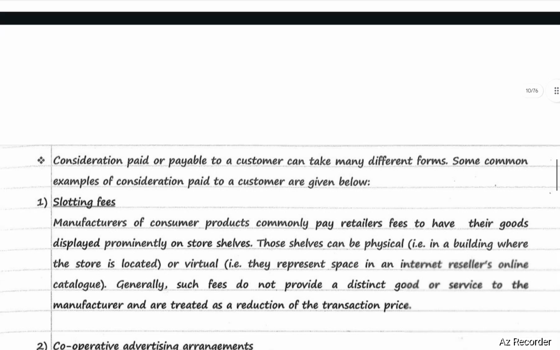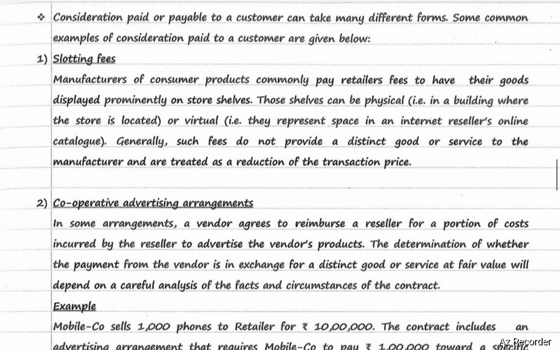Next. Consideration paid or payable to a customer can take many different forms. Some common examples of consideration paid to customer are given below. First one, slotting fees. Manufacturers of consumer products commonly pay retailers fees to have their goods displayed prominently on store shelves.